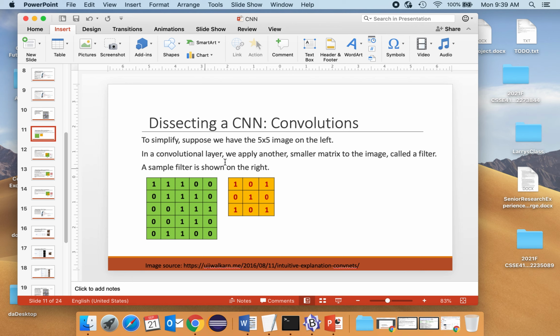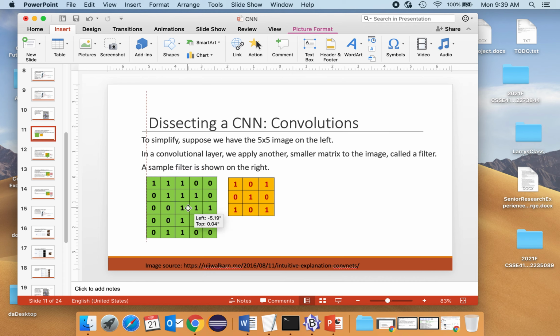So what we do in the convolutional layer, we apply a matrix to it. We call it a filter. So this is the filter over here. And again, the filters are typically much, much smaller than the original image. It's just that we have a small image to begin with. So over here we have a 3 by 3 filter. And what we do is we apply the filter to this matrix. So at first we're going to apply it over here to this portion.